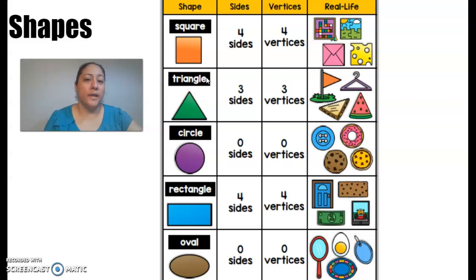So remember, today we talked about the shapes, the sides, and the vertices, and you're going to send me either a drawing or a drawing that you cut out of your favorite shape. You don't have to do all of them. Just choose one and tell us the name of the shape. Show it to us. Tell us the name, how many sides, and how many vertices.